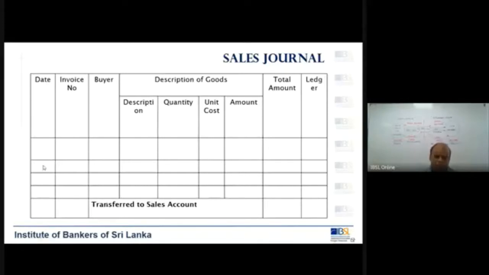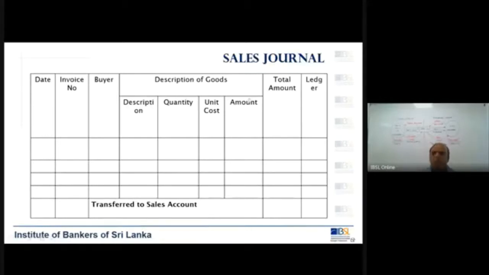You have the date of the transaction. If you have an invoice number, definitely you will have to record it, and that invoice number will come here. Buyer: who is the buyer? In a sales journal, let's say Mr. B is your buyer. Description: what did he purchase from you? Say, for example, if you are a company selling toys, you will give a description of the toy. Quantity: how much did he purchase? Let's say 1,000 units. And for each unit, what is the cost? Let's say each unit is 500 rupees.